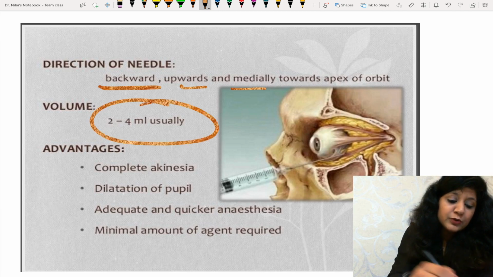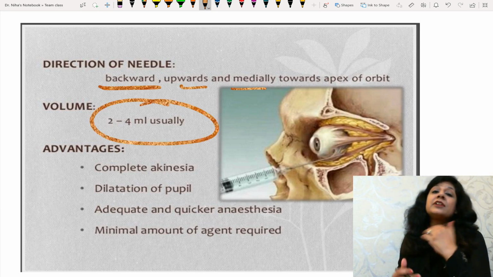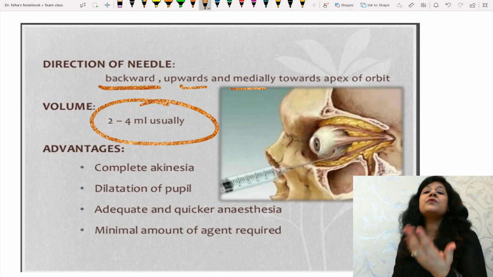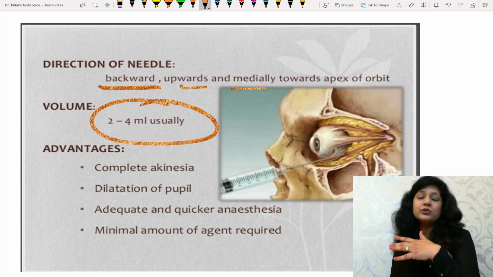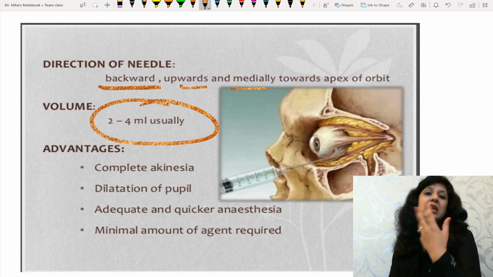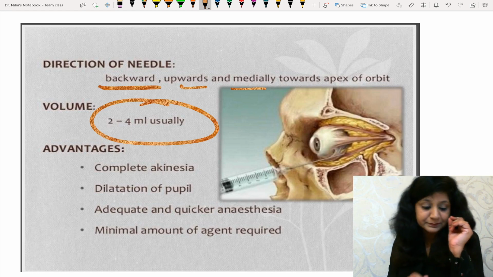Now the volume that you take here is comparatively very less. For example, for the peribulbar blocks, we need 2 blocks, in the upper eyelid and also the lower eyelid, so there the quantity is much higher, while here we are using just 2 to 4 ml.